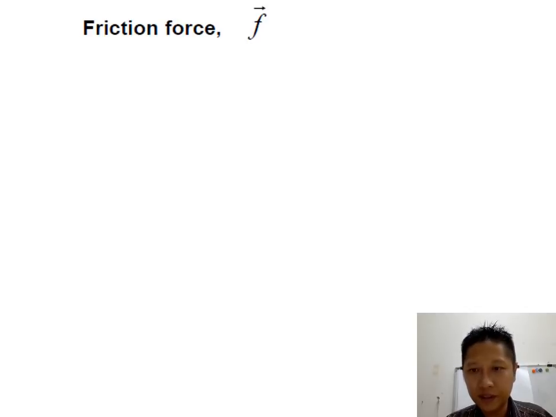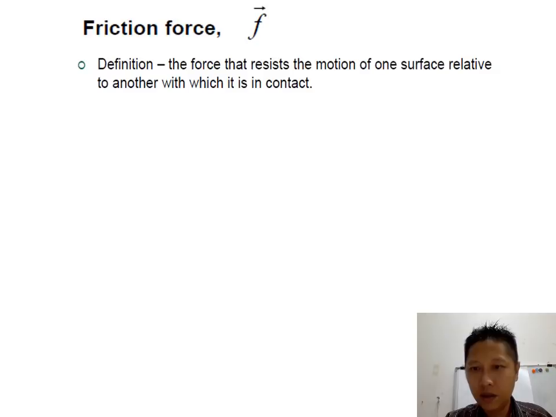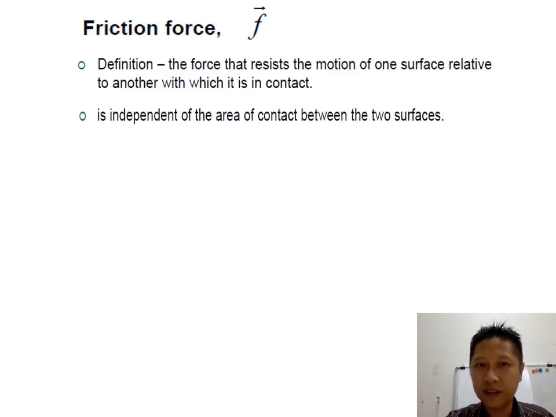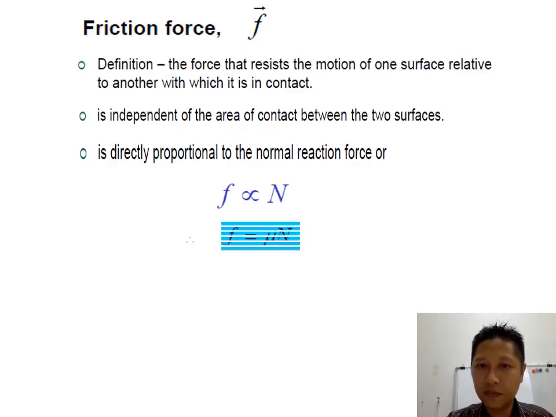The first one, the friction force. When there are two objects touching together at the surface, there will be a kind of hidden force that makes one of the objects move slowly. And it depends on two factors. The first factor is the friction coefficient, and then the normal force applied to the surface of it.